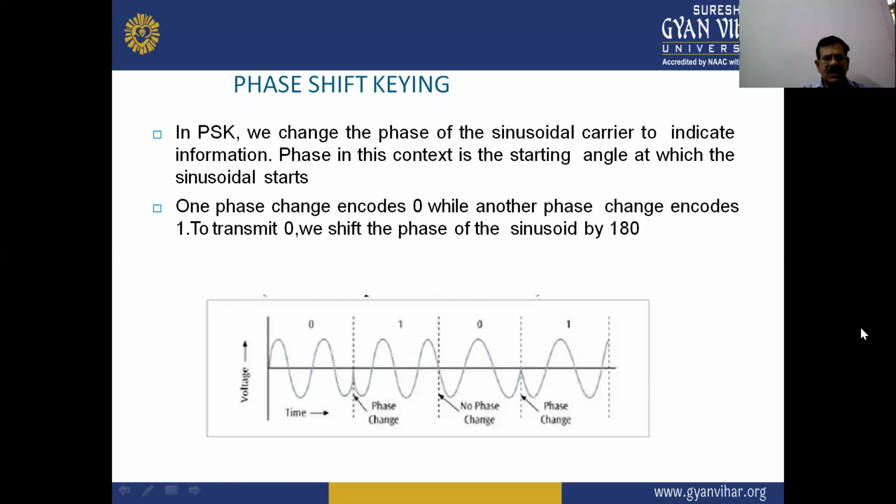Next is phase shift keying. In PSK, we change the phase of the sinusoidal carrier to indicate information. Phase in this context is the starting angle at which the sinusoid starts. So one phase change encodes 0 while another phase change encodes 1. To transmit 0, we shift the phase of the sinusoid by 180 degrees. So this is the phase shift keying modulation technique.